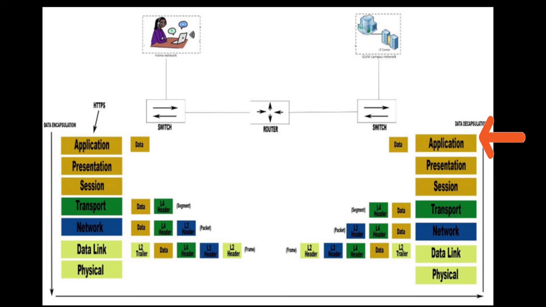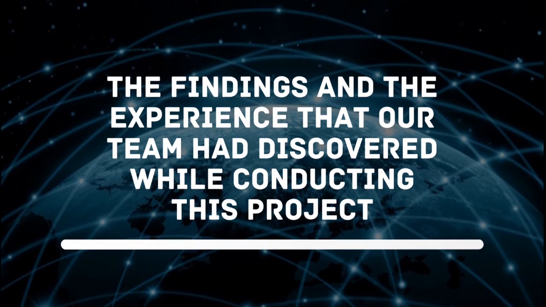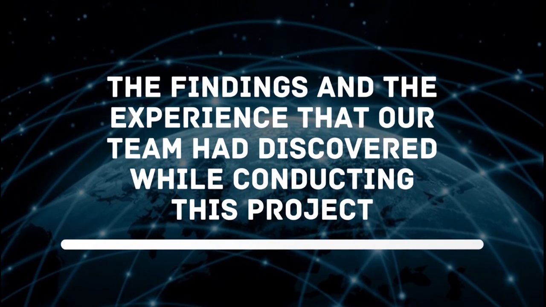The last layer in the OSI model, which is the application layer, gives user applications access to the network. This layer represents the services that directly support the user applications, such as software for file transfer, data access, and email.